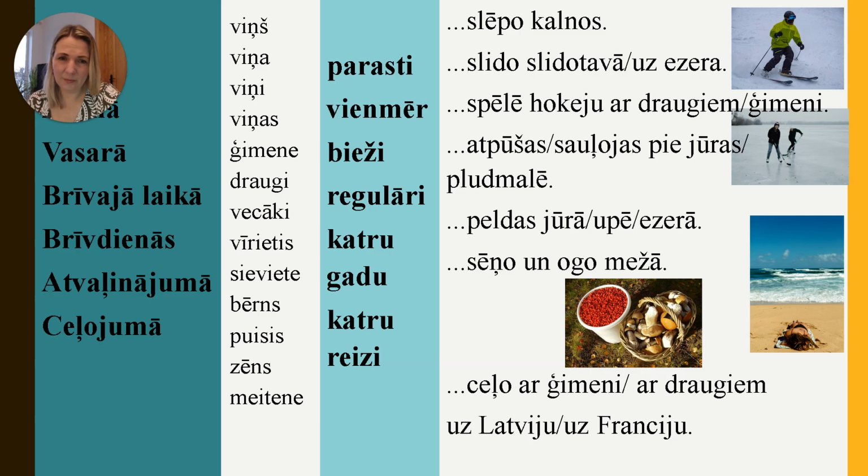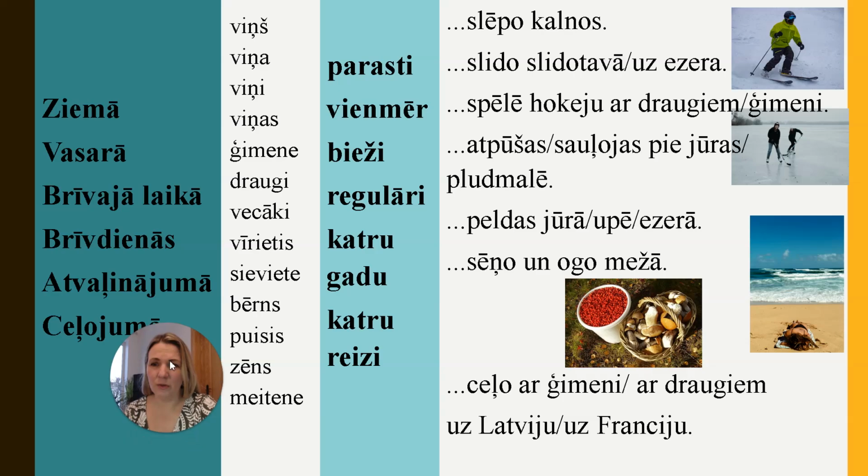Also could be traveling, to travel with family or with friends to Latvia, to France. So you can travel to, yeah, or around. That would be pa, P-A, pa Latviju, pa Eiropu. So again, look at the screen and try to build your sentences. Yeah, and other activities you think you could be there.